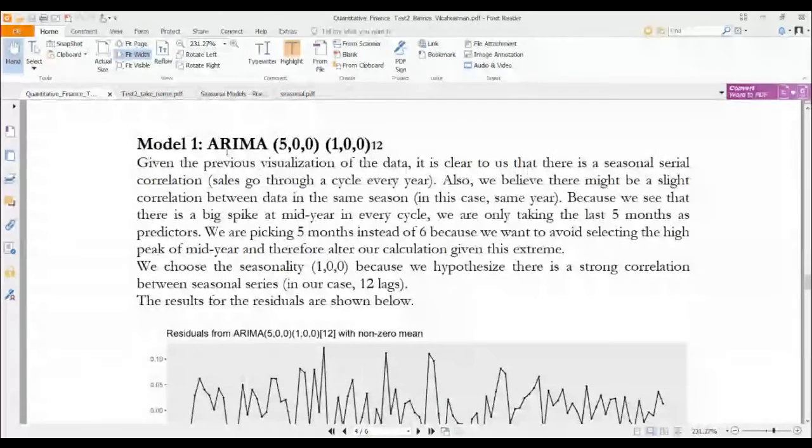They pick three models. First, an ARIMA 500-100012. Now, why don't they have a one over here? Because they are applying this model to the already differenced data. Okay? If you apply this model straight to the sales data, you won't get a good result. If you apply it to the sales data, then you have to put a one over here and over here. But they are applying it to the difference of the log sales data.